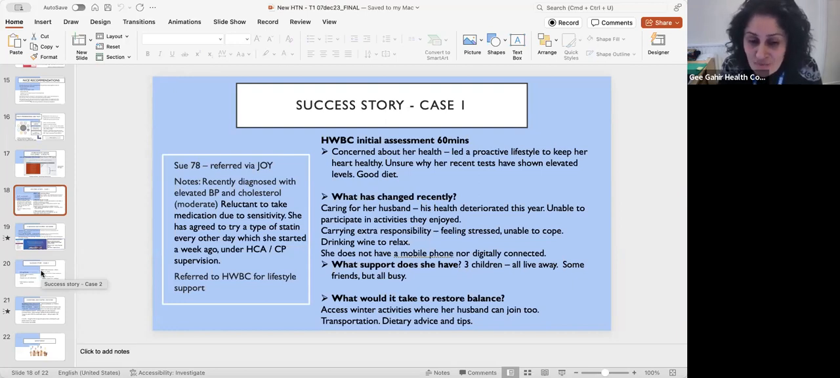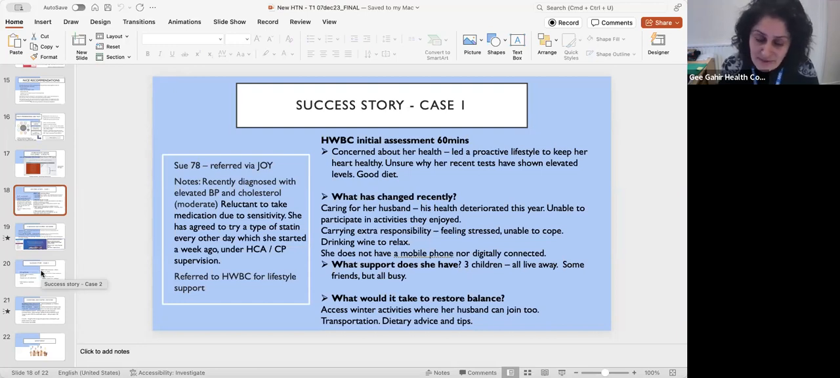And she'd started drinking wine to relax, as most of us do. She wasn't digitally connected, so she didn't have a mobile phone. She didn't know how to use the internet to access any services and felt quite isolated. The support I've already mentioned: her children lived away, and she had some friends, but they were all too busy. So I asked her what concerns her the most right now, and what would it take to restore the balance?